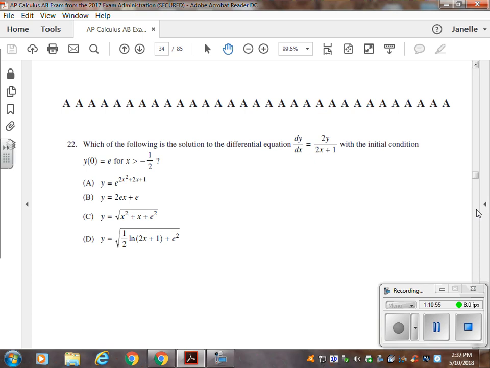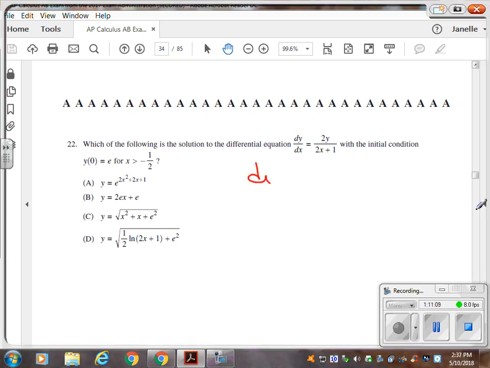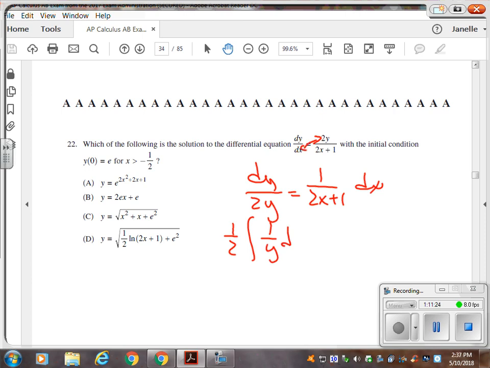Okay. All right, it says y of 0 is e. So that's a value to plug in. I have a derivative formula over here that they're probably wanting me to integrate since all of these look like they've been integrated. So dy over 2y is equal to 1 over 2x dx on the end because they switched, right? Everybody agree? So I take the half out and integrate 1 over y dy. What does 1 over y dy come out to be?